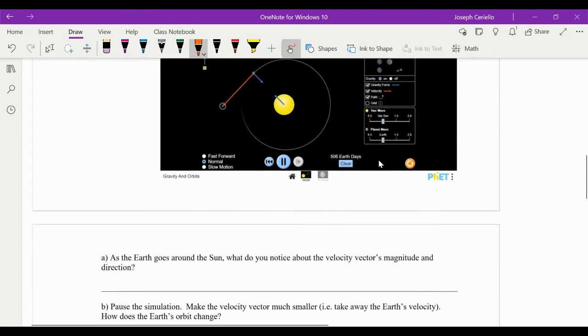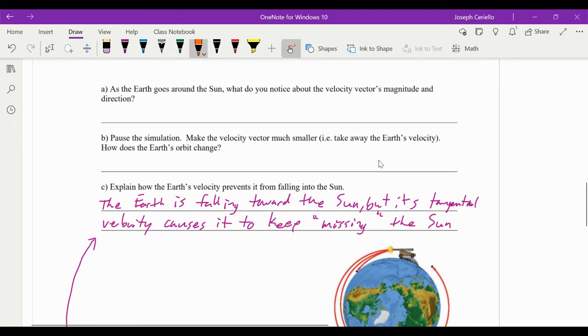So we use this simulation here. And what we found was, well, first off, the velocity is always changing magnitude and direction. You might also want to say that the velocity is always pointing tangent to the orbit.